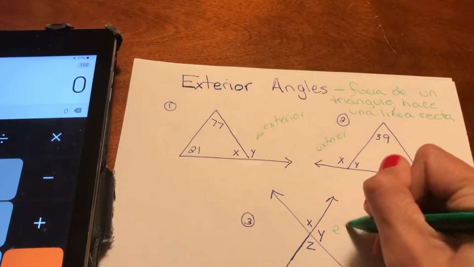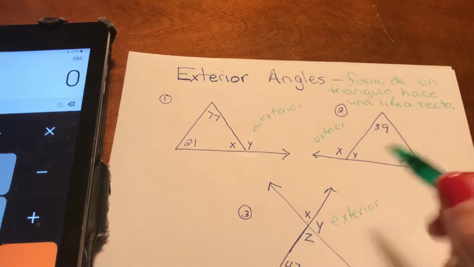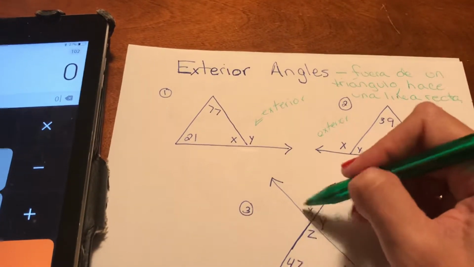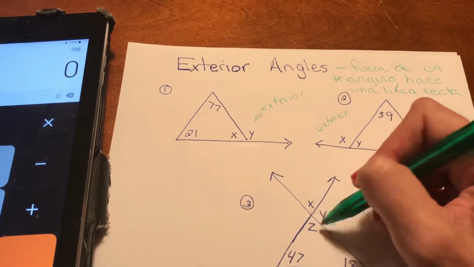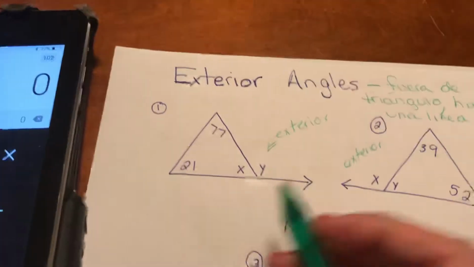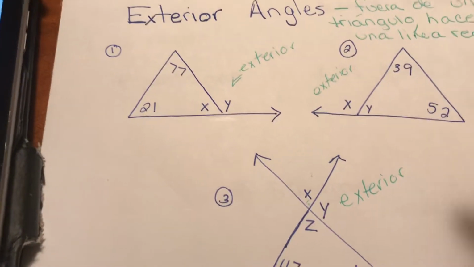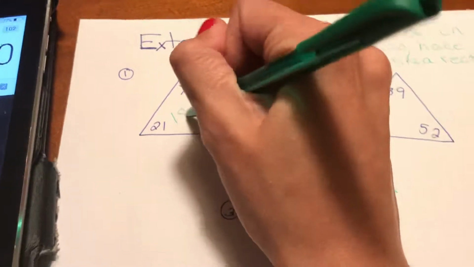Y in this example would be exterior, but X is not. And the reason X isn't is because it's not along that straight line here. It's across from it. There is a shortcut, but I think the easiest way for you to be able to figure these out is to still work with the fact that a triangle adds up to 180.